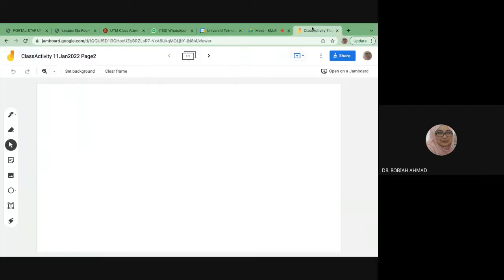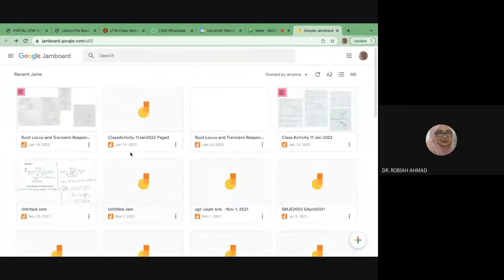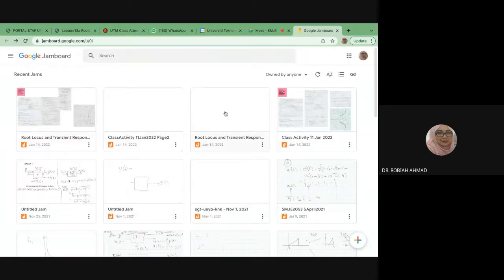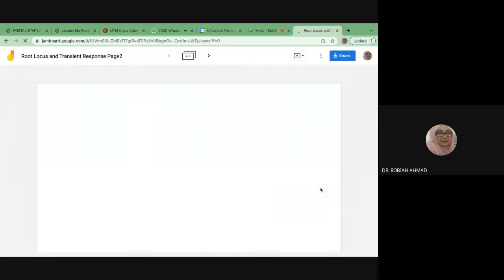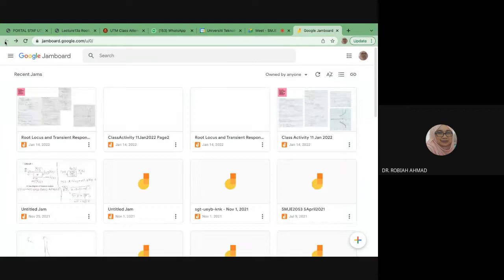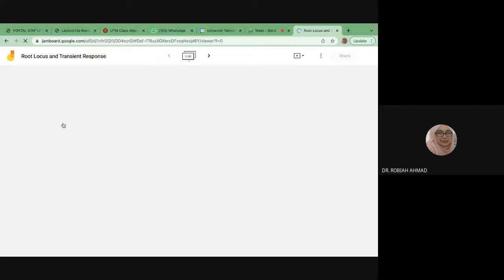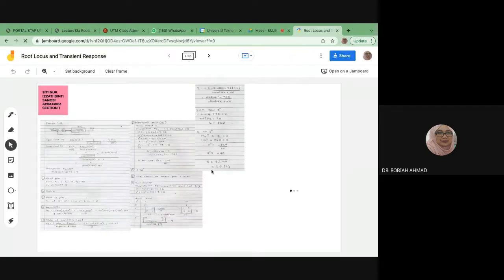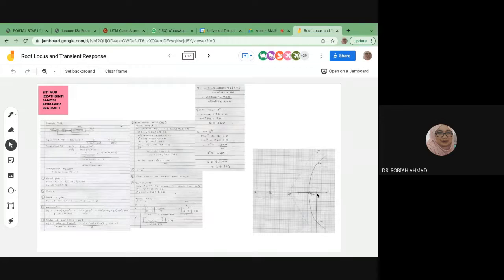Let's say I look at the first one just now. Yang clear sikit siapa punya eh. I think Izzati punya clear kot. Dia buat kat graph paper. Betul Izzati? Ini page 2. Okay, Izzati buat dekat graph paper.